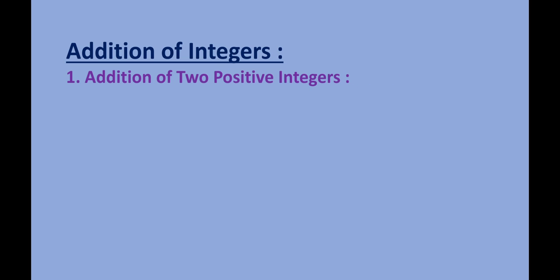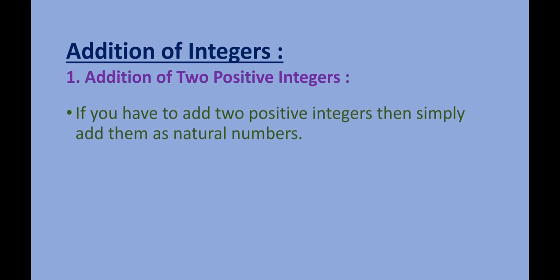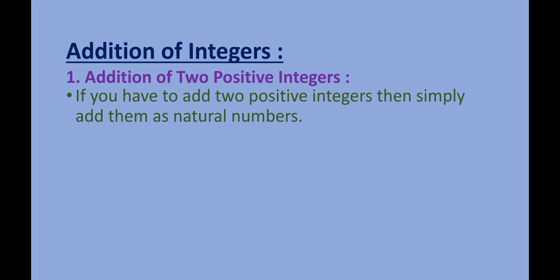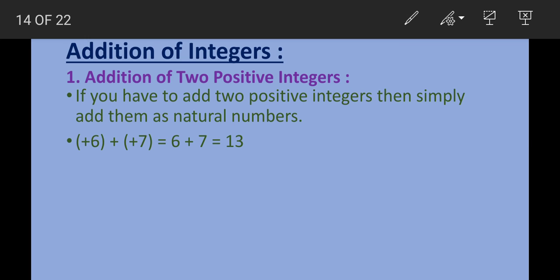First one is addition of two positive integers. If we have to add two positive integers, then simply add them as natural numbers. As you already know how to add two numbers, we have to add these as natural numbers. So here is a question: plus 6 to which you have to add plus 7, both numbers are positive. To represent positive numbers, there is no need to put the sign. All the natural numbers are positive numbers. So here we have to add them as natural numbers. 6 plus 7 is 13.